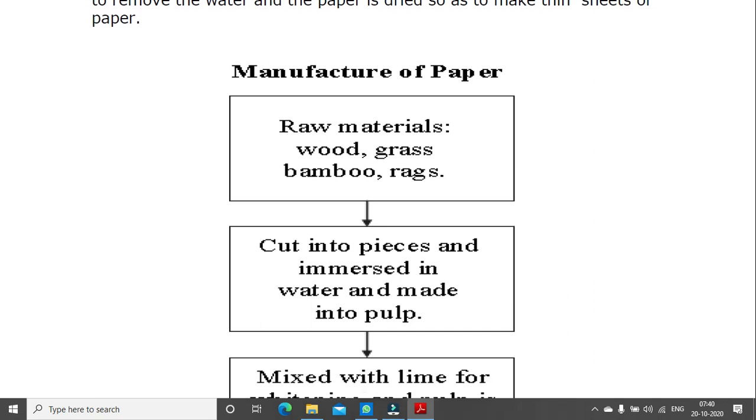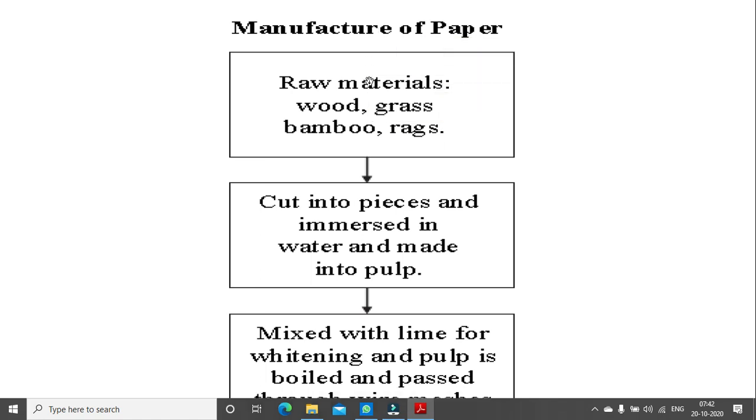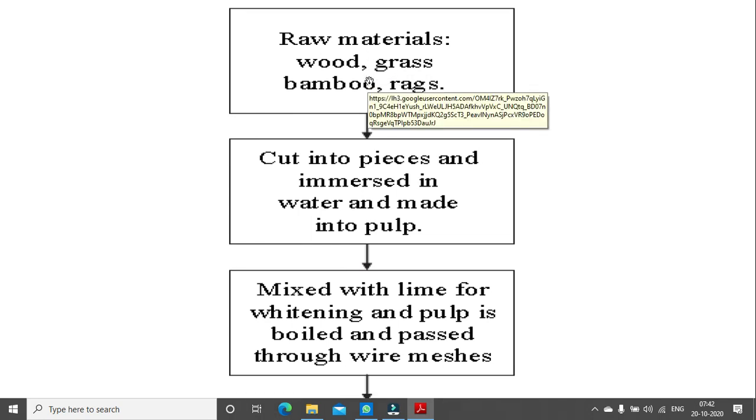So let's see how this information is put in the flowchart form. So as you see here, it started off with the title. This is very important because if you don't write the title, you are going to miss your marks in spite of the whole diagram being correct. So you have to always write your title. Now start with the first process, that is the raw material. So what are the raw materials? You write the raw material and mention them. Raw material: wood, grass, bamboo, rags.